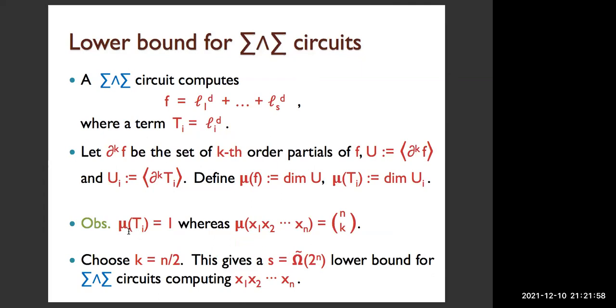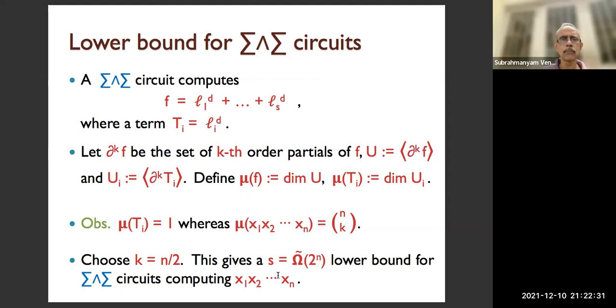you see the way we have defined the partials, the mu measure here, mu of a term is 1, right? Because it's a power of a linear form. If you take derivatives, you get basically a scaling factor times, again, another power of the same linear form. So mu of a term is 1, whereas mu of this monomial, x1 through xn, is n choose k, because you can take all possible kth order derivatives of this monomial and you get different monomials.